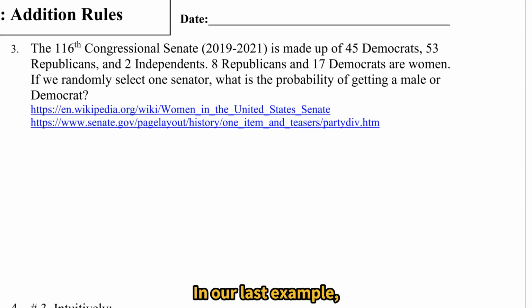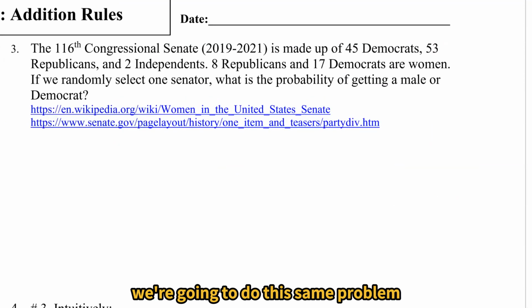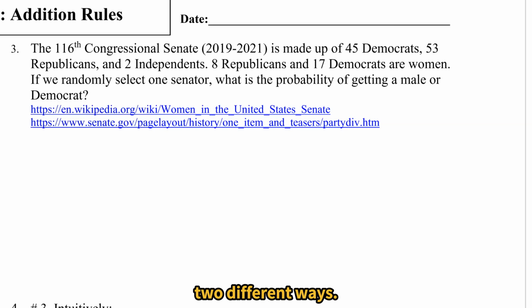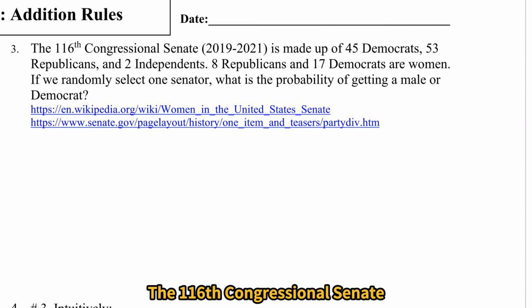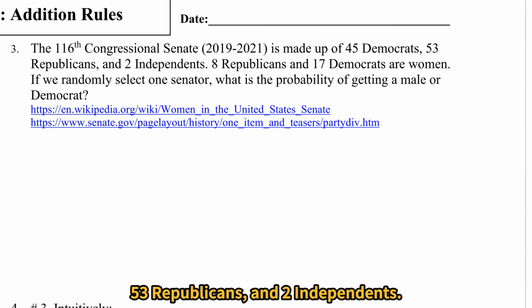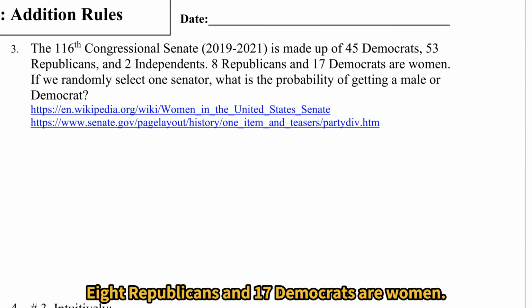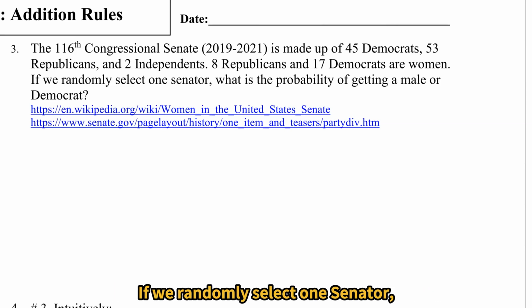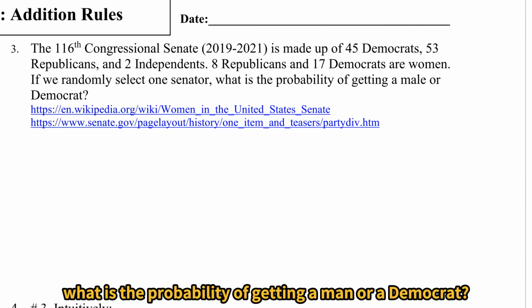In our last example, we're going to do this same problem 2 different ways. And we're going to look at the outgoing Congressional Senate and their makeup. The 116th Congressional Senate, which ran from 2019 to 2021, is made up of 45 Democrats, 53 Republicans, and 2 independents. 8 Republicans and 17 Democrats are women. If we randomly select one senator, what is the probability of getting a man or a Democrat?